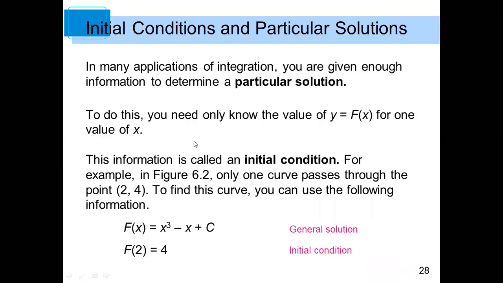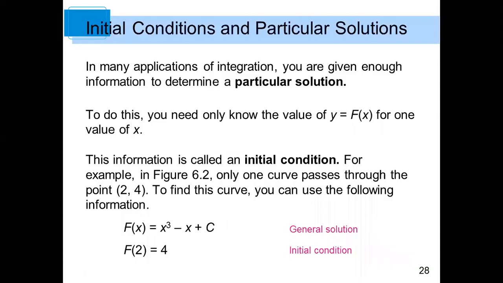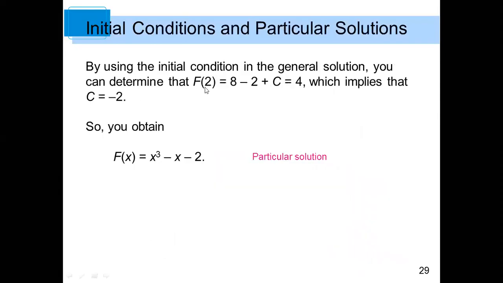That information is called the initial condition. For example, in figure 6.2, only one curve passes through the point (2, 4). So (2, 4) right there. It's just that curve. So as long as I have one point on the curve, I can solve for the particular solution. If I know that this is the antiderivative and I know that f of 2 produces 4, then I can substitute 2 into that function, set it equal to 4, and solve for c. Now that I know that c is -2, I can obtain the particular solution.